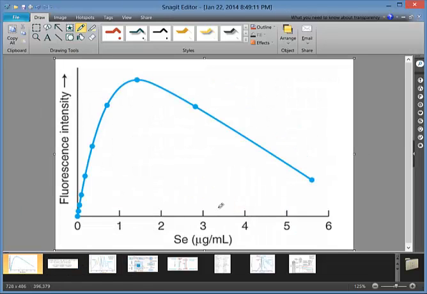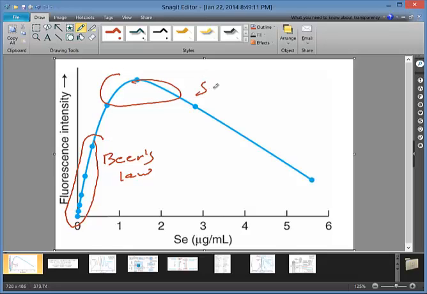Well, instead of having a nice linear calibration curve, our calibration curves look like this. At very low concentrations, we're going to have a linear region which essentially obeys a Beer's law type configuration. But then we start to get into this region here, which is called self-absorption. It's this self-absorption region which causes nonlinearity, and it makes it difficult for us to make quantitative measurements.